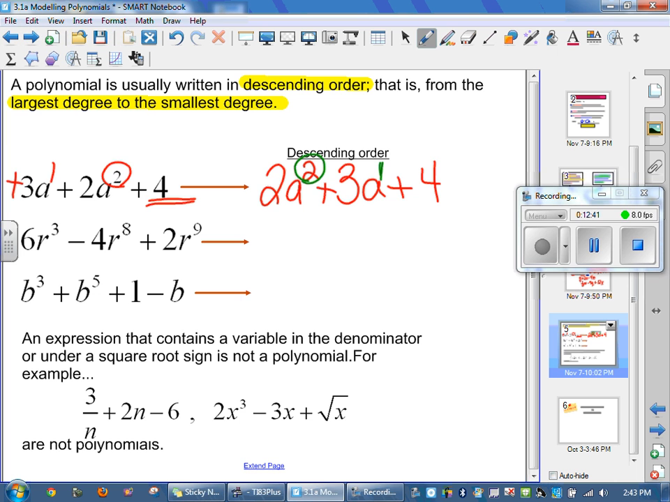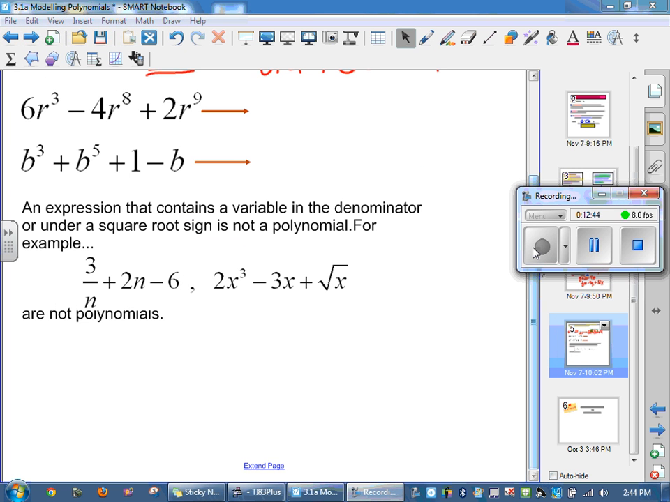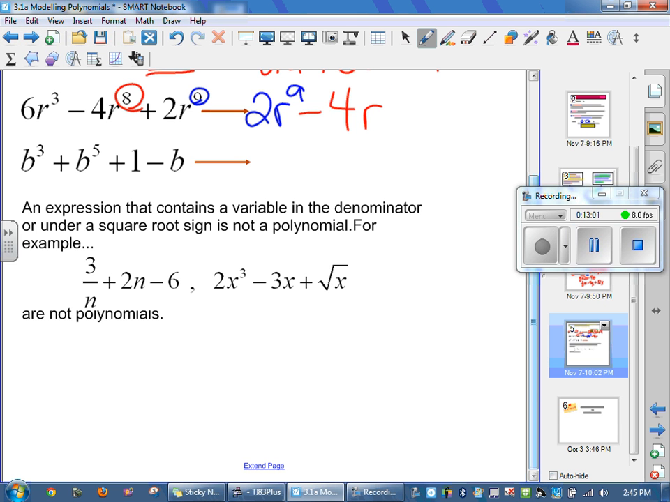Okay, taking a look at what we have here. If you noticed, the 9 is the largest exponent, so the 2r exponent 9 must go first. So I put 2r exponent 9. Then I look at the second biggest one, and it's an 8. So I need to attach the negative 4r8 beside him. My last one, the smallest one, is the 3. He will go last on the very end. So we have a plus 6r cubed on the end.